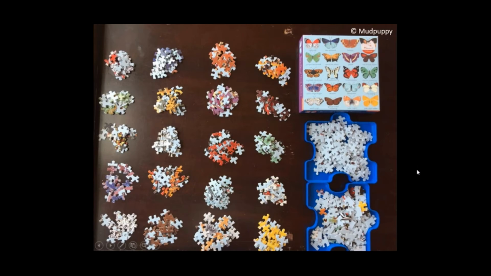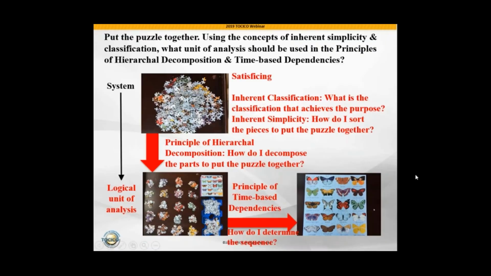So I've used the concepts of satisficing. I wasn't trying to find an optimal approach. I just, as I went, made decisions that allowed me to achieve the objective of putting the puzzle together. I used inherent classification. I wanted to achieve the purpose of putting the puzzle together. So I sorted it, classified those pieces, to achieve the purpose of putting the puzzle together. The inherent simplicity: how do I sort them to put the puzzle together?